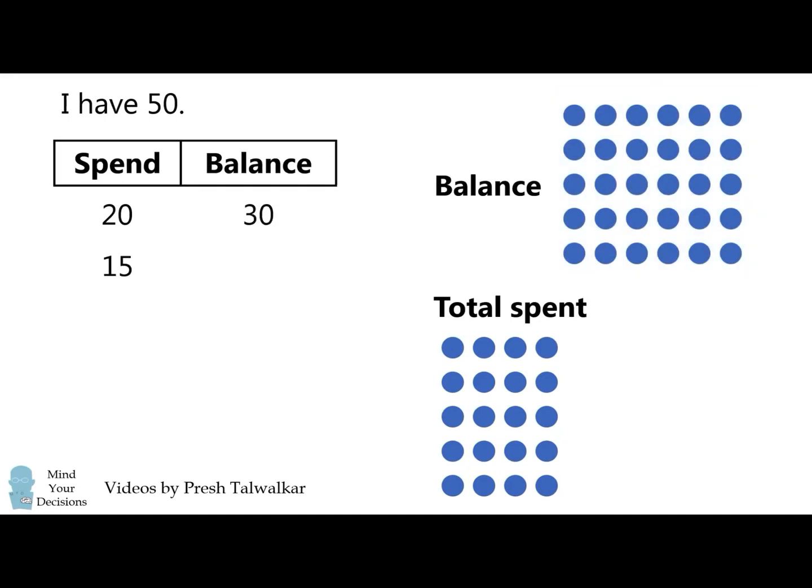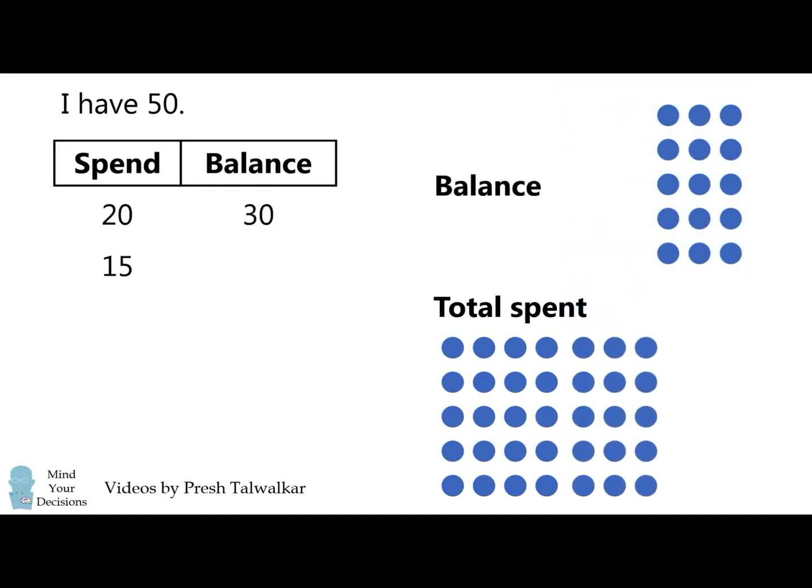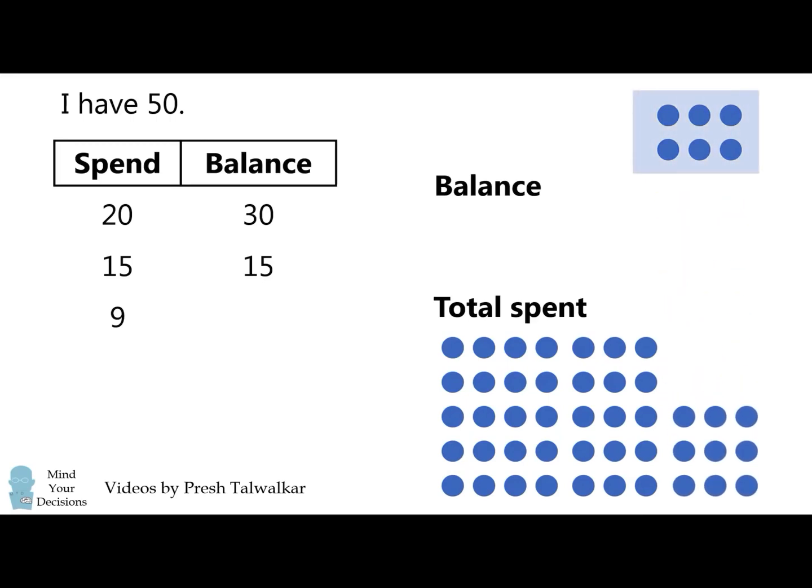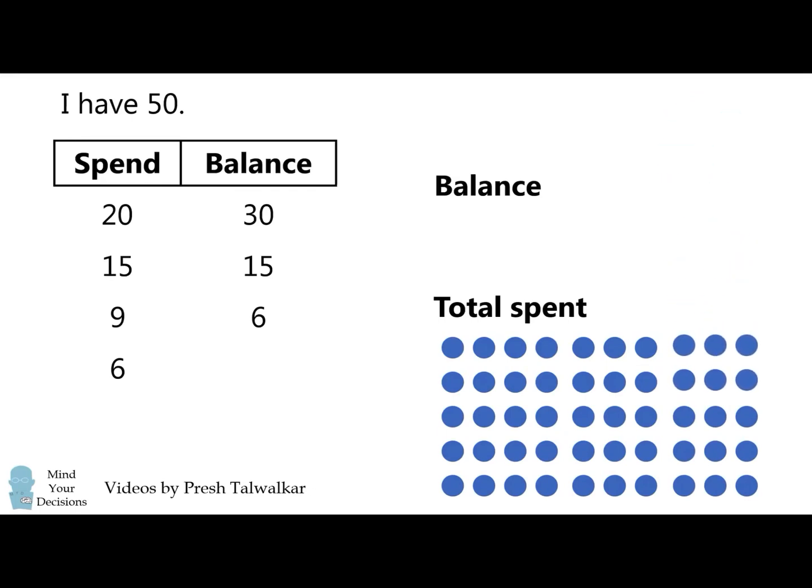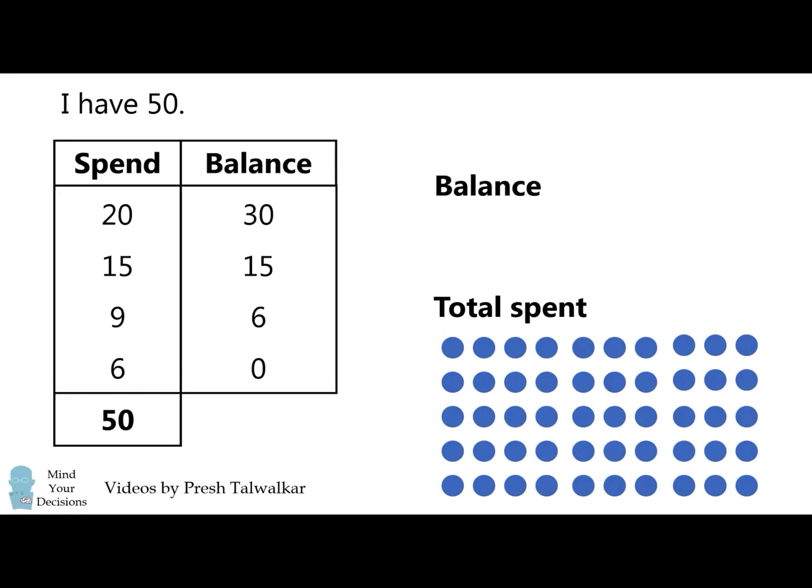Well, what happens if we spend 15? We then remove 15, and we have a balance of 15. So far, so good. Now we spend 9, which leaves a balance of 6, and then we spend that 6, and of course, we're going to have a balance of 0. So actually, all of these numbers are correct. The total amount that we spend will be equal to 50. The question is, why is the total in this balance column equal to 51?